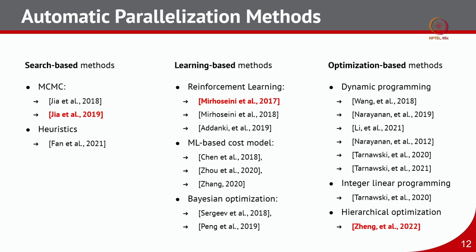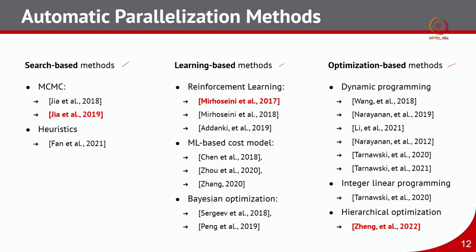Now, to tackle this problem, there is the automatic parallelization method. There are many automatic parallelization methods in the literature. We can categorize all these methods into 3 major categories. One is search based method, another is learning based method and another is optimization based method. As you can see, there are many papers in the literature which fall into these categories, okay.